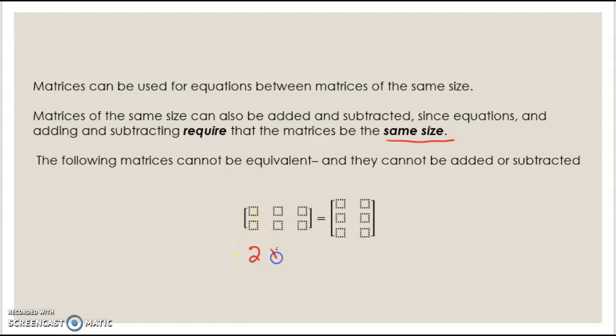This is a 2 by 3. This is a 3 by 2. They do not match up. The rows are not the same, and the columns here are not the same. So they are not able to be added or subtracted.